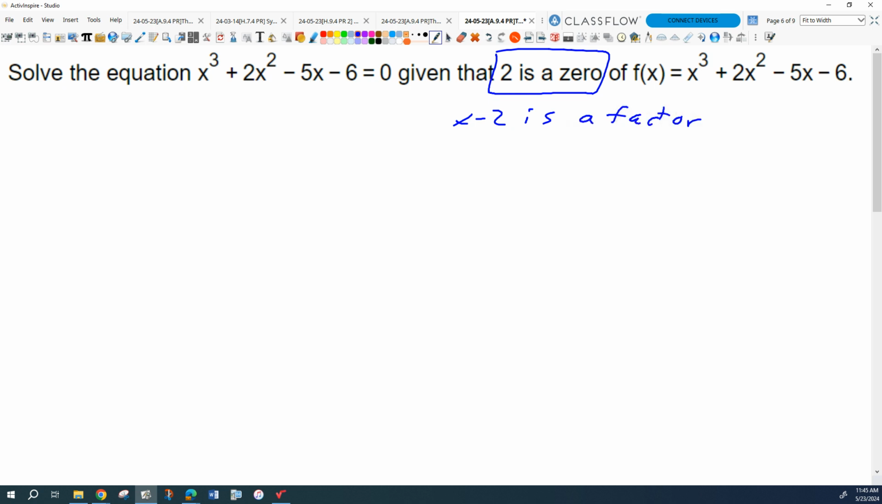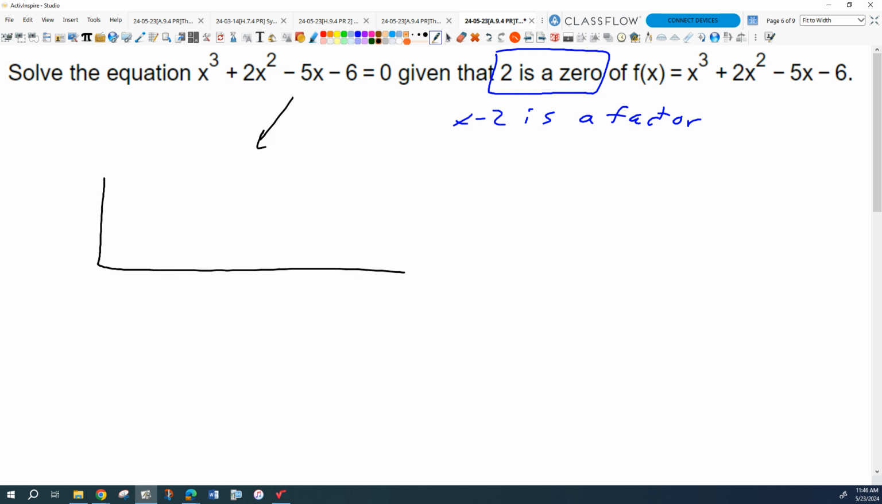Okay, so then all I would have to do, if I want to find the other solutions, since I have one solution, is use synthetic division to reduce this big cubic polynomial down to what's left over when I divide it by x minus 2. And that's going to give me my other solutions, right?